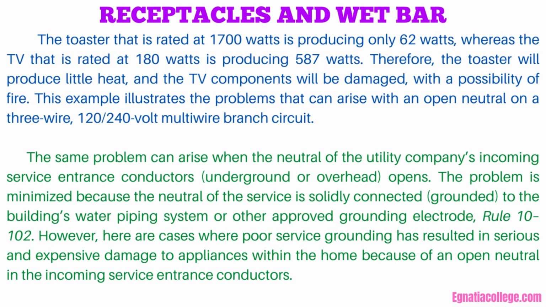The same problem can arise when the neutral of the utility company's incoming service entrance conductors, underground or overhead, opens. The problem is minimized because the neutral of the service is solidly connected, grounded, to the building's water piping system or other approved grounding electrode, Rule 10-102. However, there are cases where poor service grounding has resulted in serious and expensive damage to appliances within the home because of an open neutral in the incoming service entrance conductors.